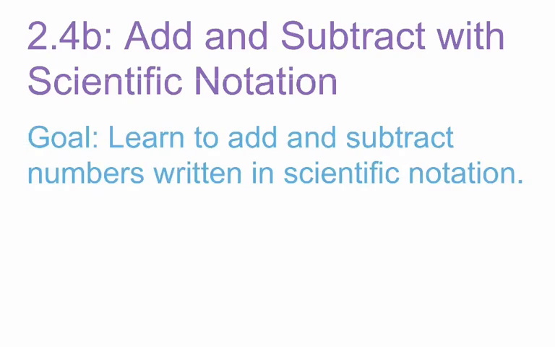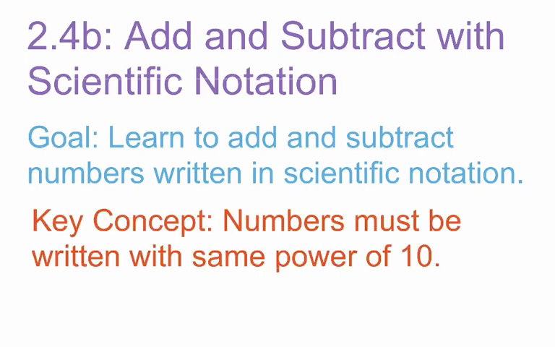Today's lesson is our second lesson on 2.4, where we're going to learn to add and subtract numbers written in scientific notation. There is a key concept for this lesson that we need to be aware of. Our key concept is that numbers must be written with the same power of 10. So the exponents for our numbers in scientific notation must be the same. I'll show you what that looks like in just a moment. So let's take a look at a couple examples.